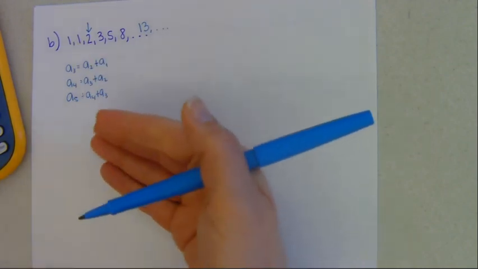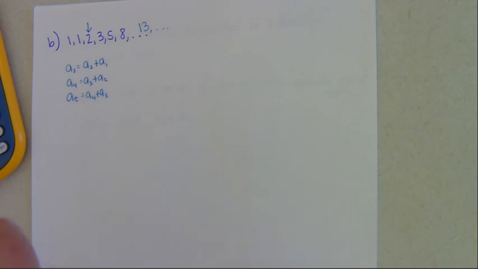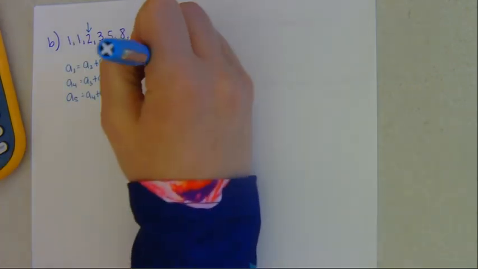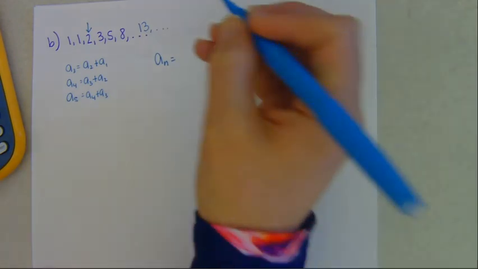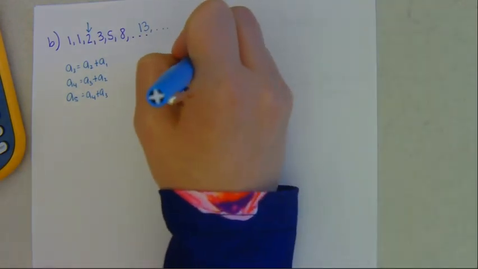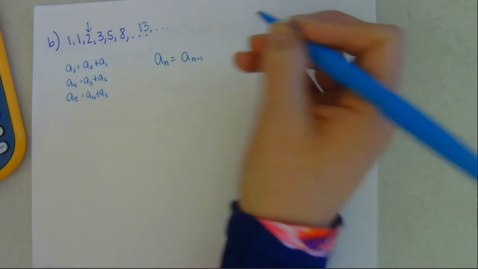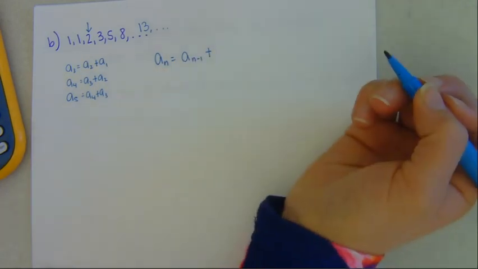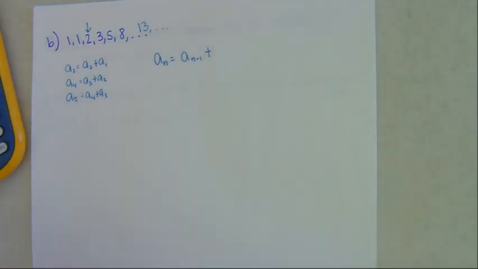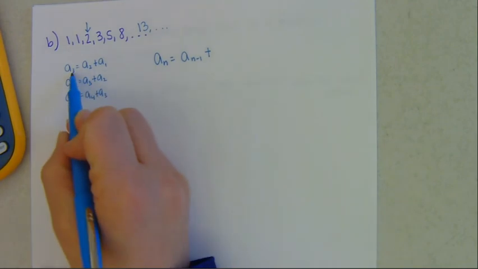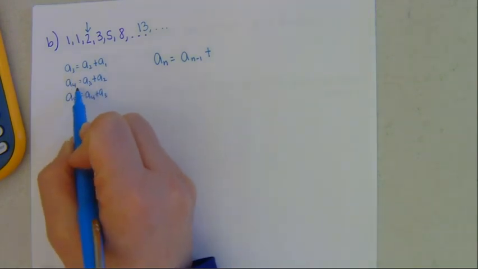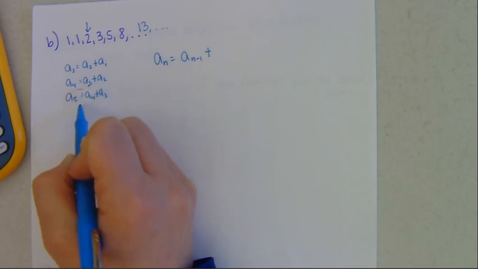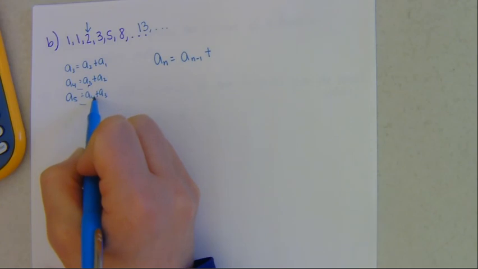So you can kind of see the pattern. Here we're adding the previous two terms. So my rule is going to be A sub n equals A sub n minus 1. So that's the previous term, plus, how do you think we're going to get the previous term? Well, look at my n. So n minus 1 gives me 2. 4, n minus 1 gives me 3. 5, n minus 1 gives me 4.